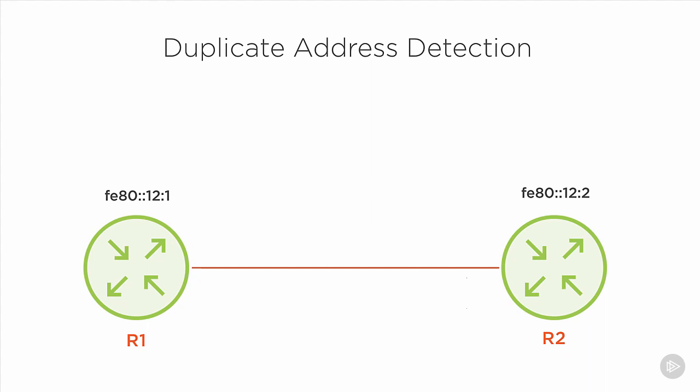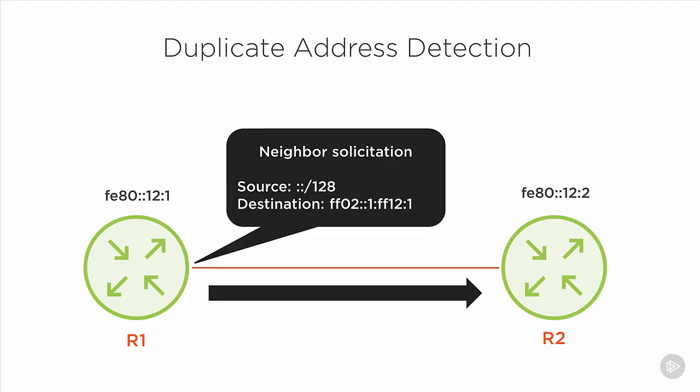Suppose we configure R1 with a link local address, FE80:12:1. Now, before R1 even tries to use this address, it sends out a neighbor solicitation, or NS message, to the solicited node multicast of the address it wants to use. If another IPv6 device on the link has that same link local address, it will respond because it will have the same solicited node multicast.